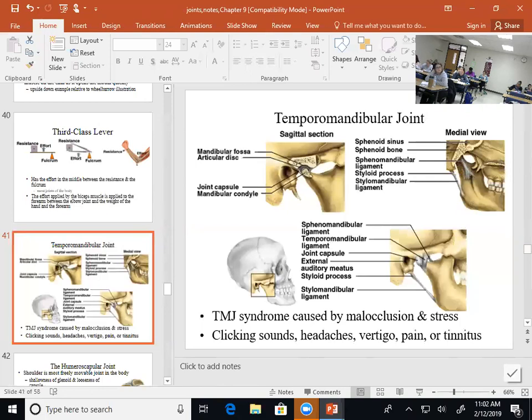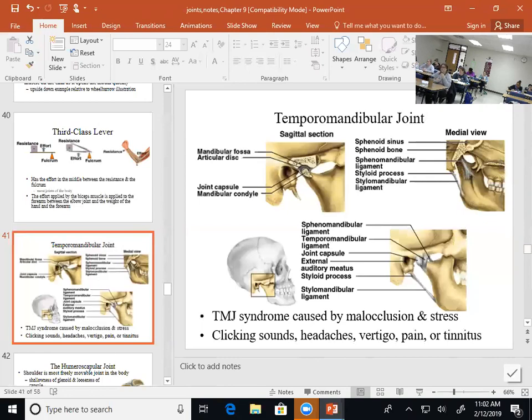Y'all probably wish I'd stop, but the mouth is more than just for talking. It's for chewing, isn't it? Because you know the old saying, you are what you eat, right? So we need to be able to bring in nutrients and chew them. The first part of digestion is actually mechanically breaking the particles down, having the teeth to do that. So it takes a lot for that mandibular joint.